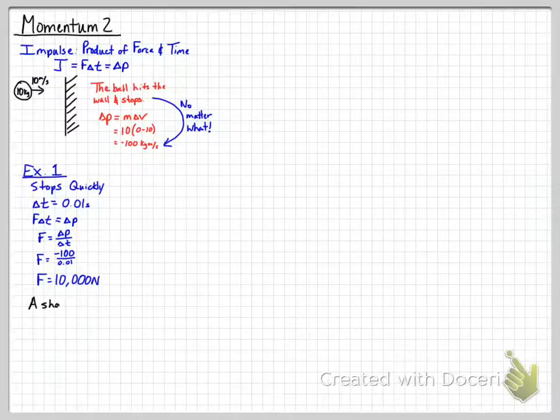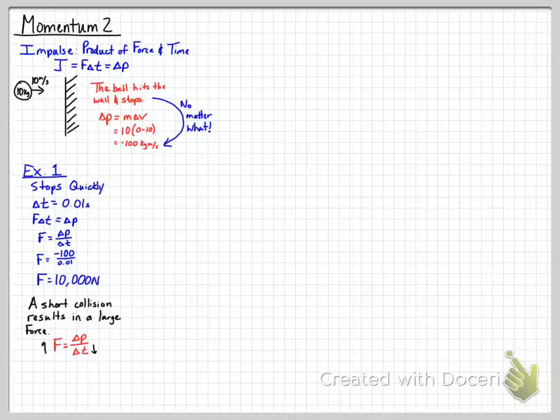In this situation, we had a very short time of collision. So the collision happened very, very quickly. There was not a lot of time for the force to be exerted on the object from the wall and the ball on the wall. So a short collision results in a very, very large force, where force equals change in momentum over time. If you decrease the amount of time, the force will increase. They are inversely related.